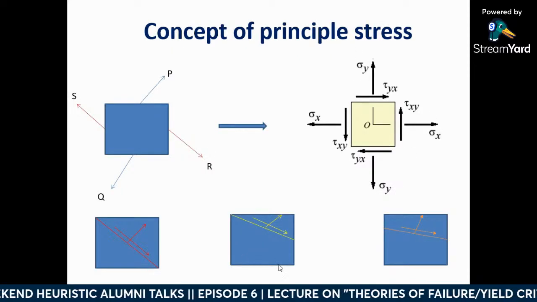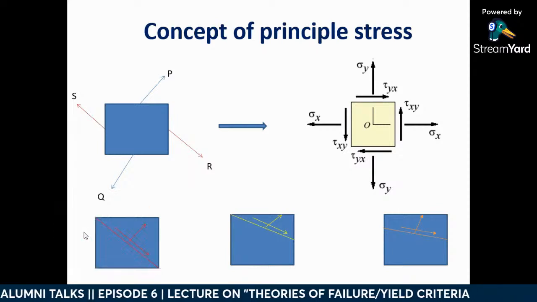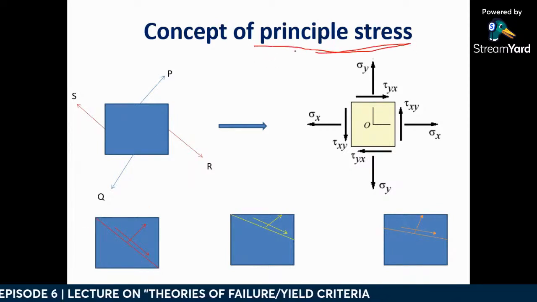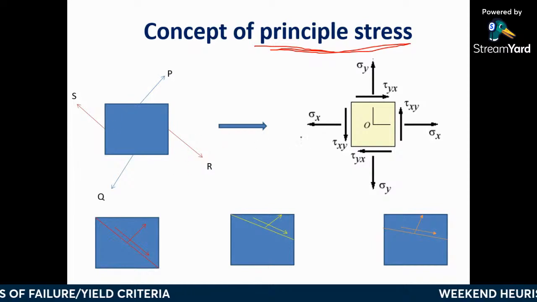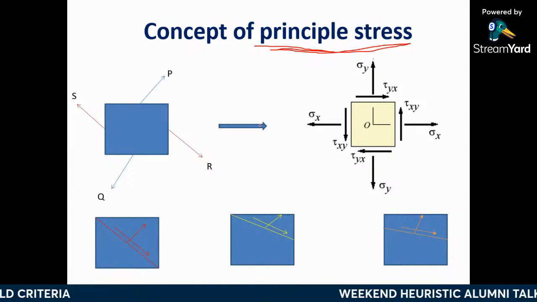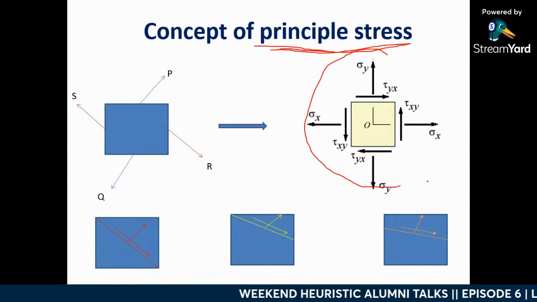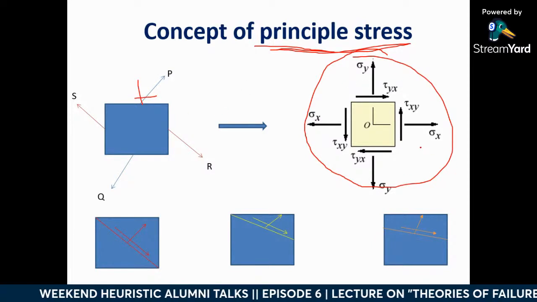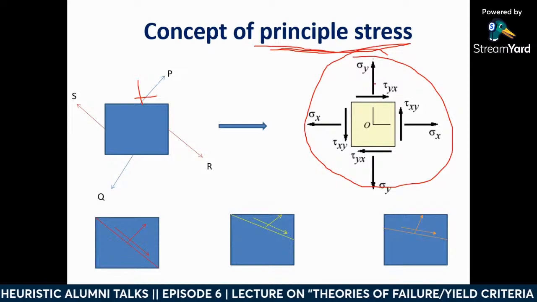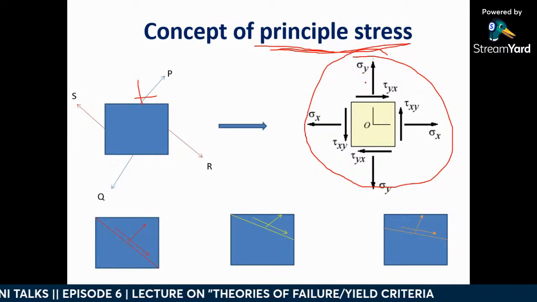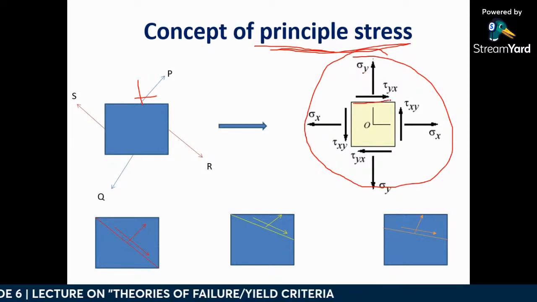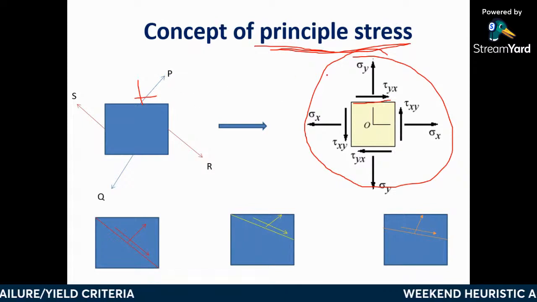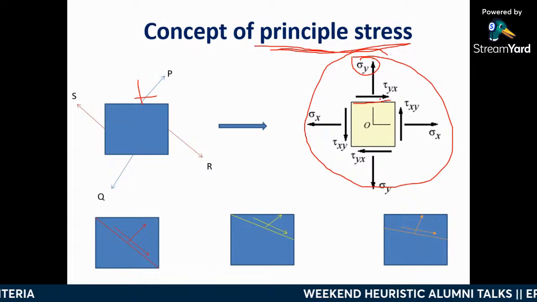We'll define what is the principal stress, the concept of principal stresses. This is the object and these are the applied stresses. When you resolve these stress components, you will see this kind of situation. What does it mean? The sigma y is the normal stress on this particular plane. Because of this P, whatever you are applying, this much amount of normal stress you are getting.